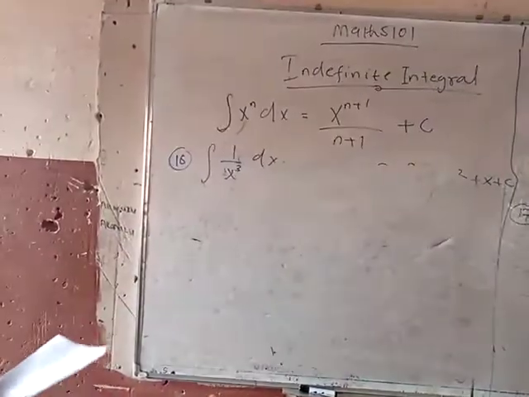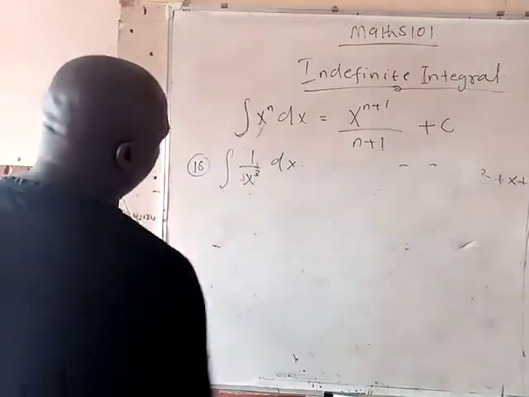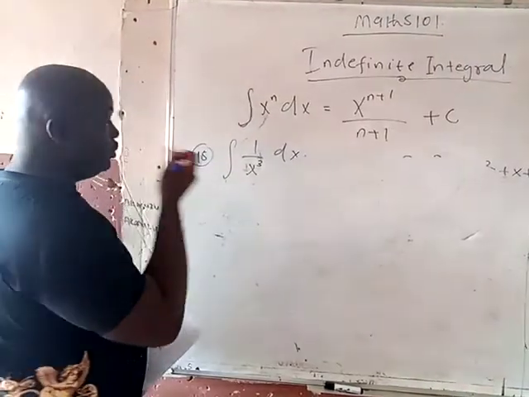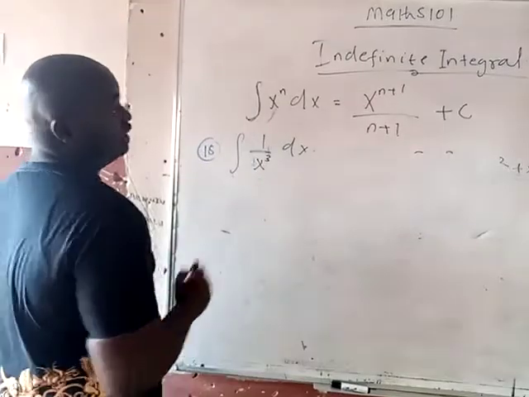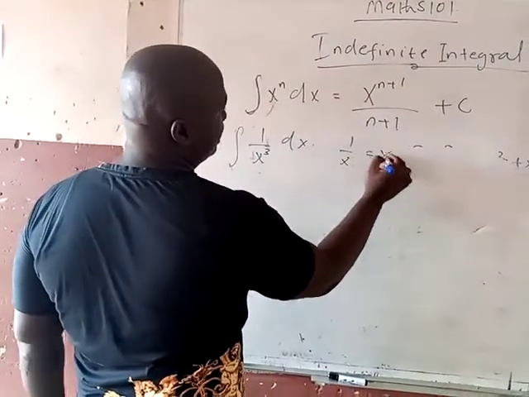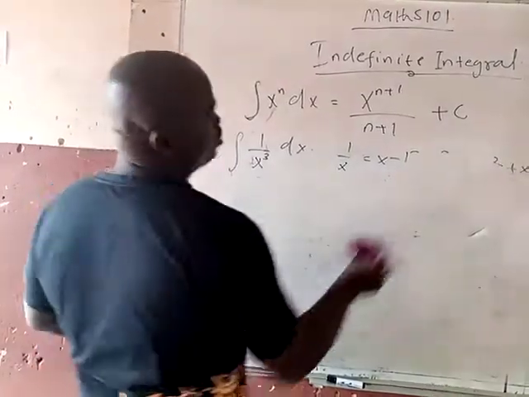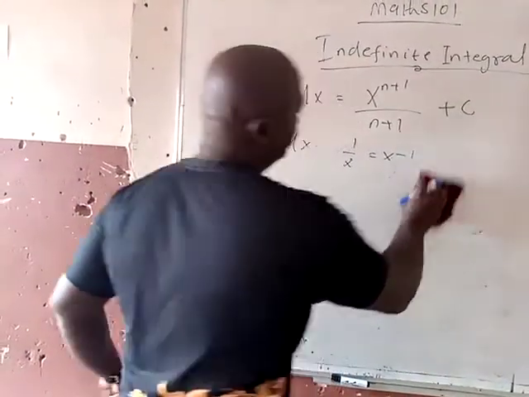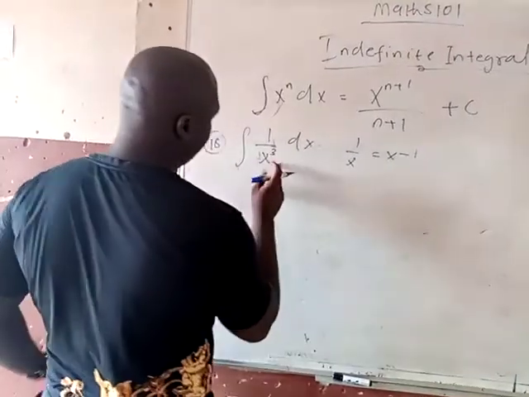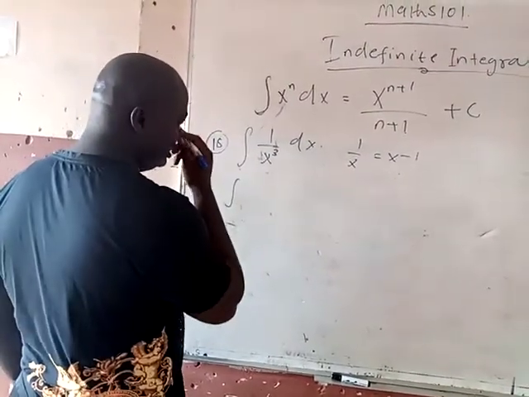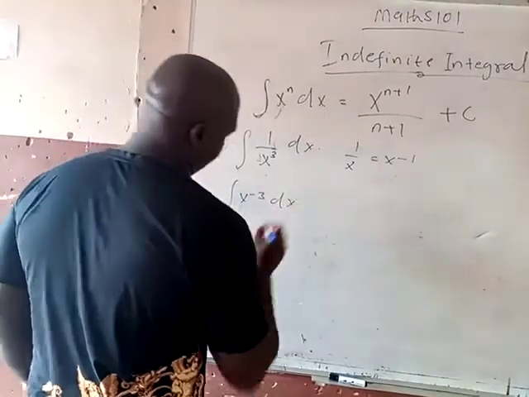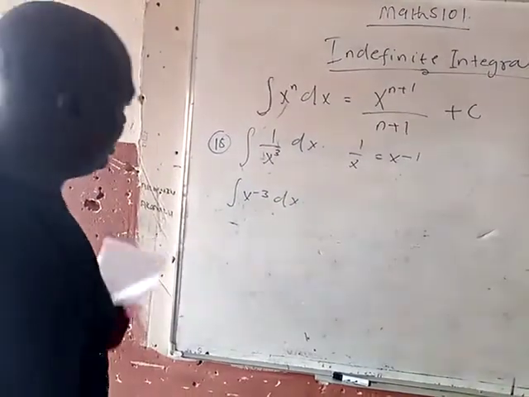What if you have an integral of 1 all over s cubed dx? When you have something like this, it is a law of indices. Remember, in the law of indices, 1 all over s is the same thing as s raised to the power of minus 1, right? Good, the inverse law. Now, if you apply this, it is the same thing as the integral of x raised to the power of minus 3 dx. From here, you can see that life is already easy.